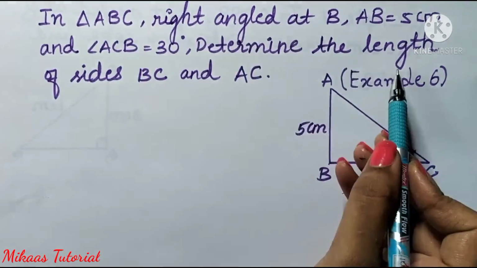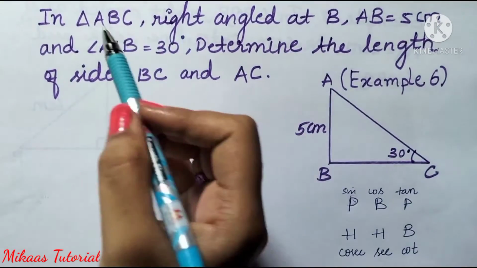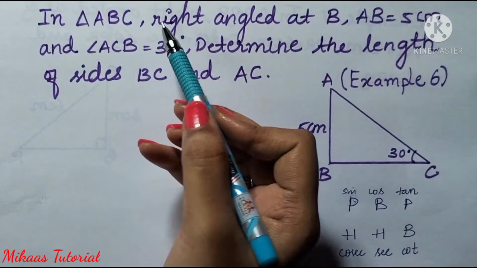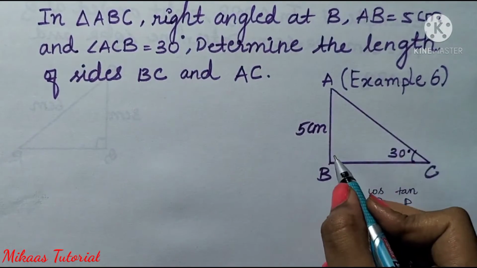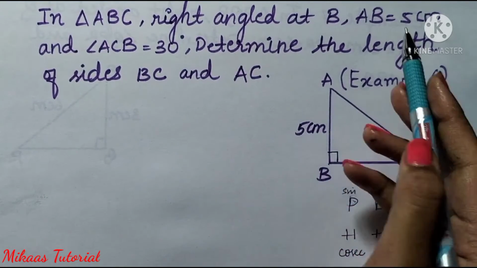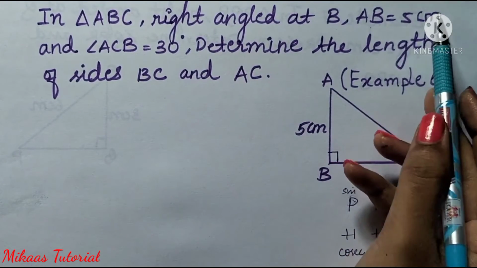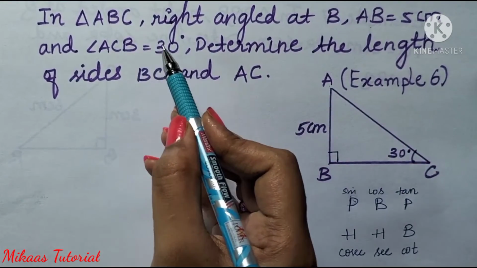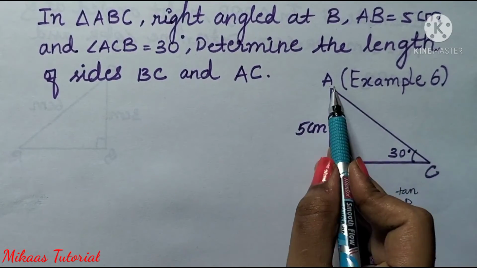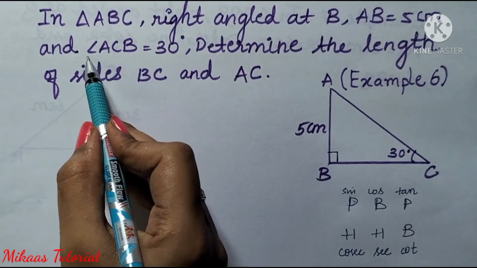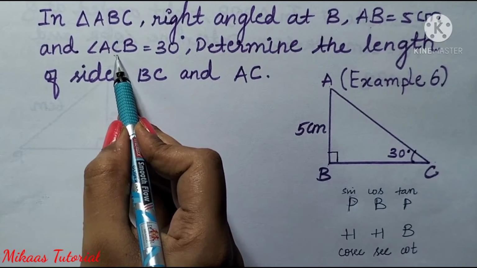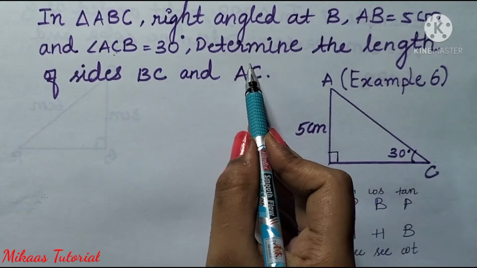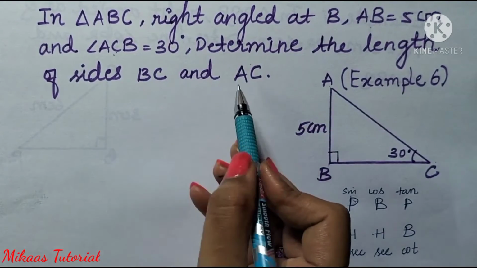This is Example 6 in the NCERT book. What is given in the question? Let's read the question. In triangle ABC, right angled at B, meaning the angle is 90 degrees at B, AB is 5 centimeter, and angle ACB is 30 degrees. In ACB, the middle C is there, so that will contain that 30 degrees. Determine the length of sides BC and AC.